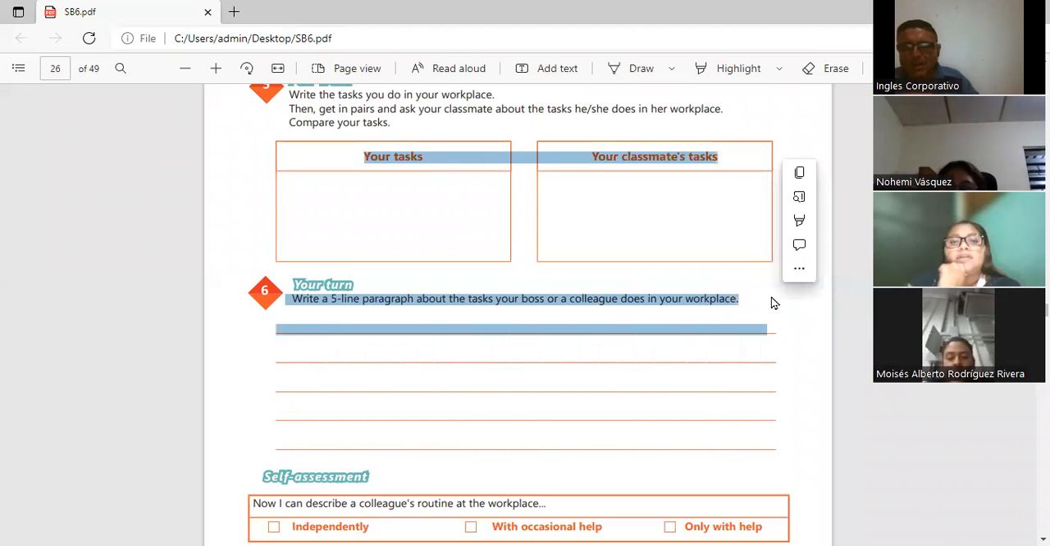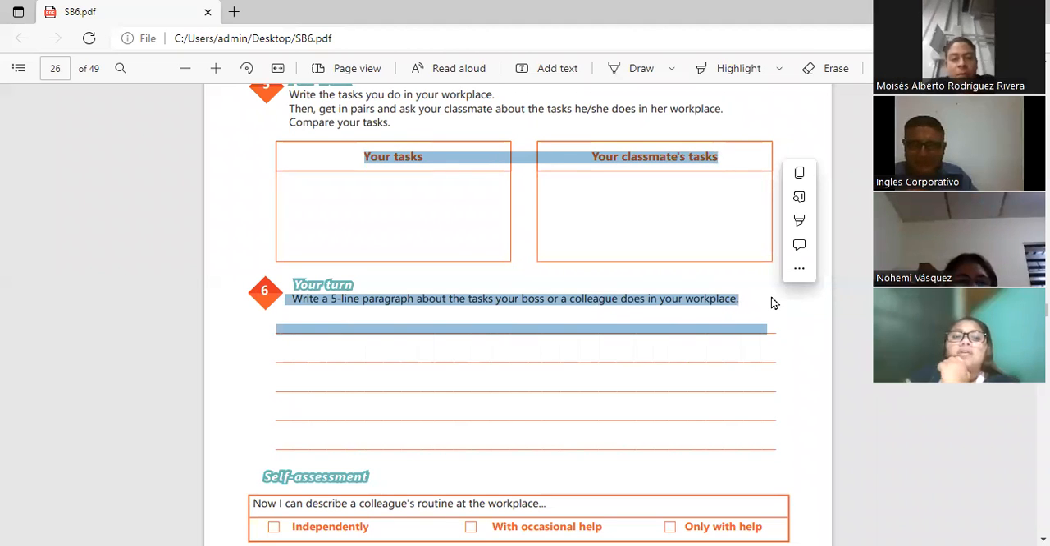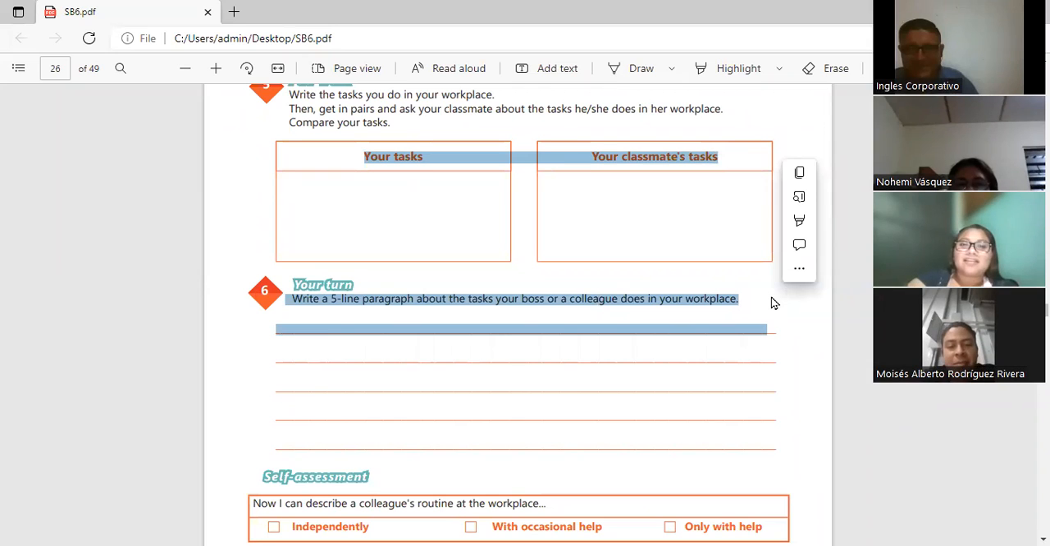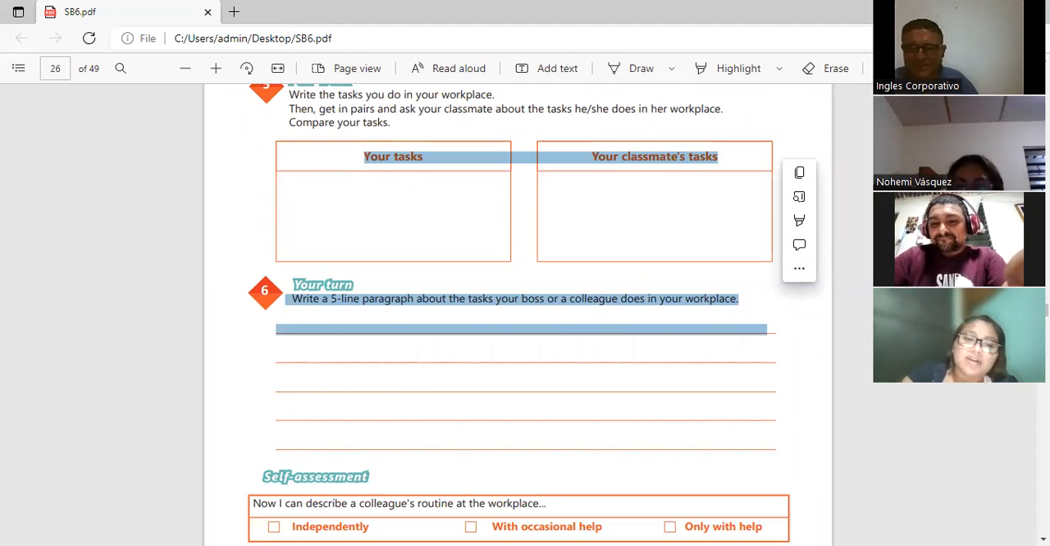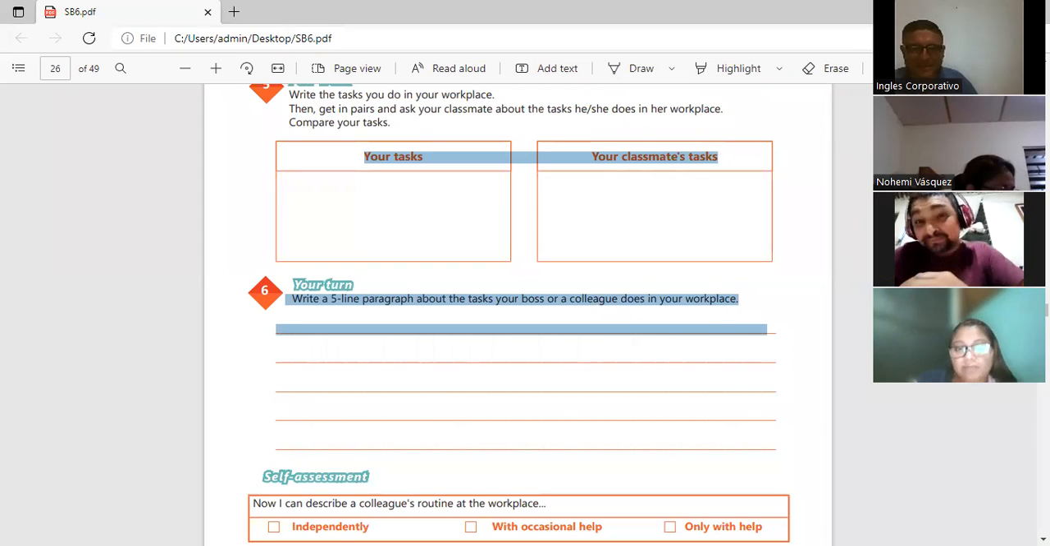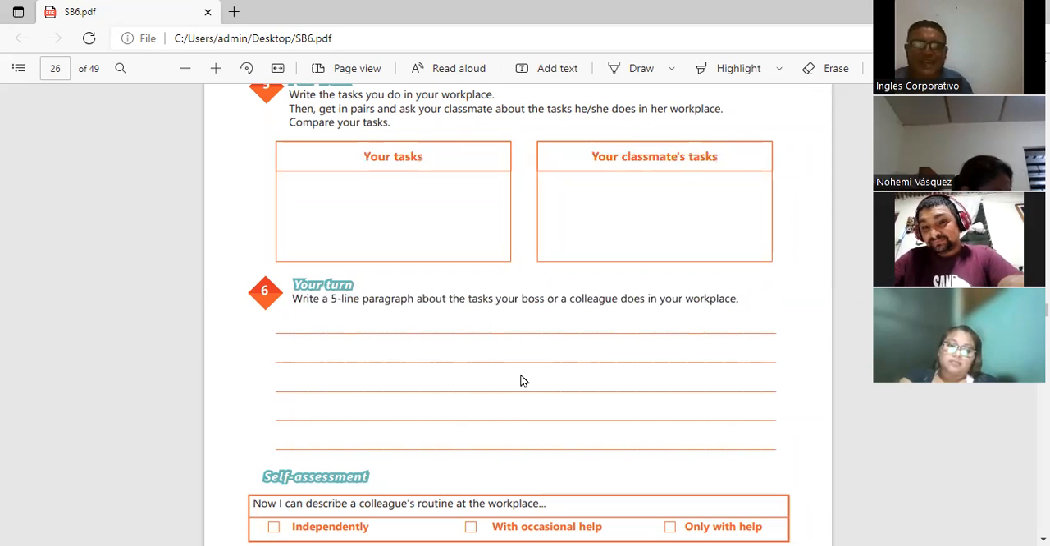Okay. Write a 5-line paragraph about the task your boss or colleague does in your workplace. Very good. Thank you. ¿Qué vamos a hacer ahí? ¿Alguien que me ayude a traducir? What are we doing there?